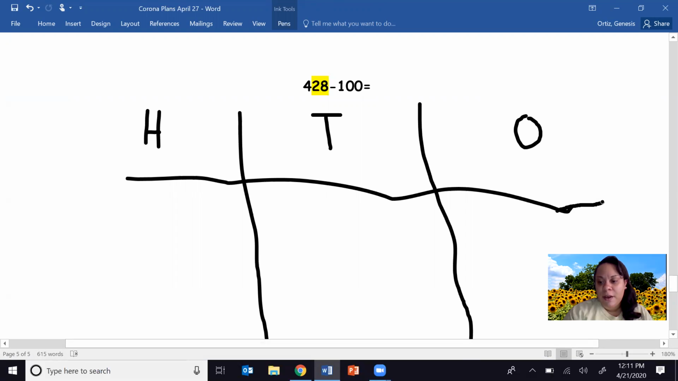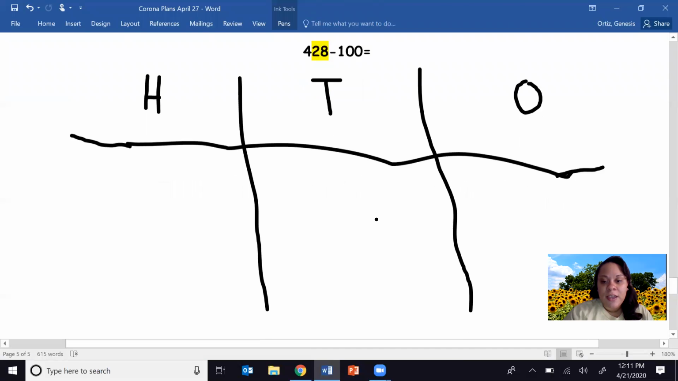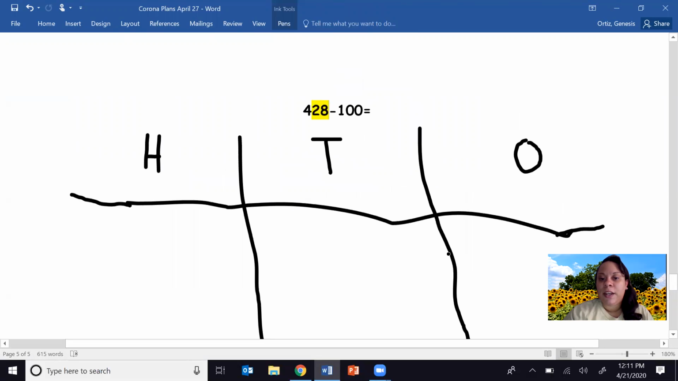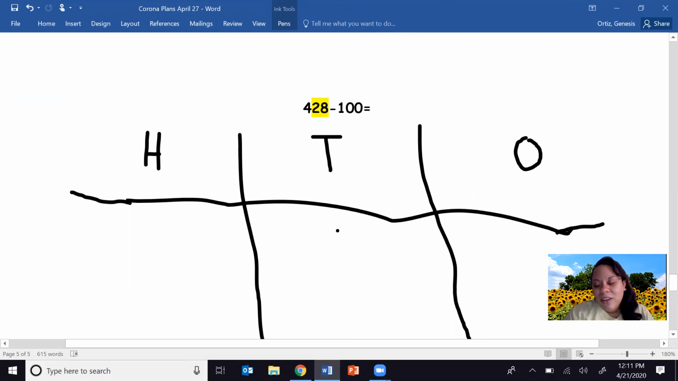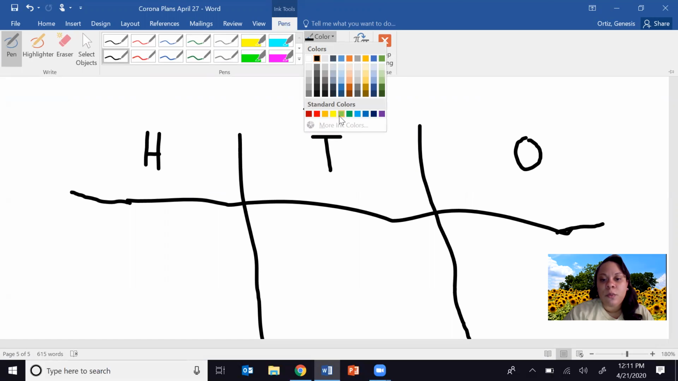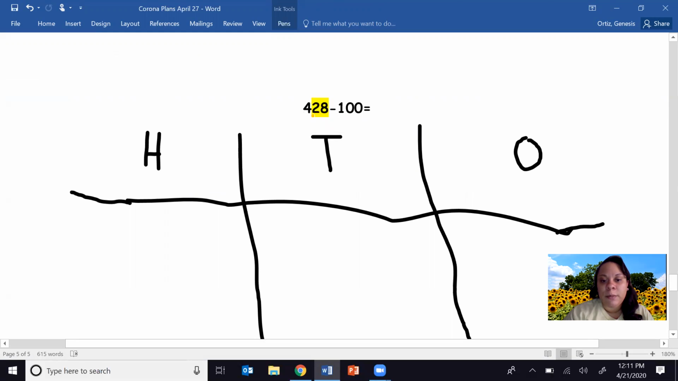So the good thing about subtracting 100 and 10 is a lot of times you can do it in your head. So you can kind of picture the HTO chart in your head. If you're not comfortable doing it in your head yet, practice this, but eventually you do want to start doing it in your head. So just so you guys have a visual of what exactly they're explaining, I'm going to draw the number 428. Okay, 1, 2, 3, 4.